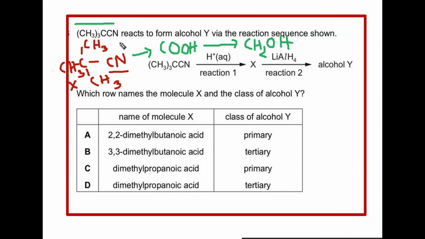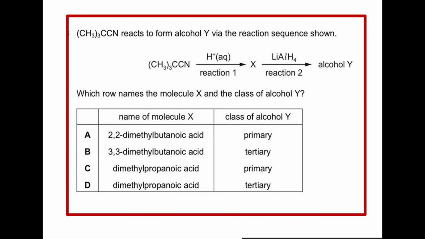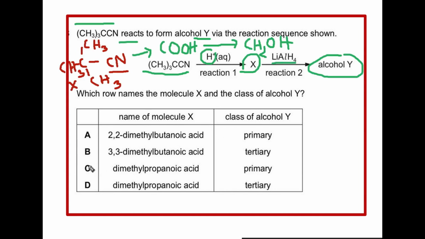Dimethyl propanenitrile reacts to form alcohol Y via the reaction scheme below. So the cyanide compound, nitrile compound, goes to acid hydrolysis and will convert to carboxylic acid X. Then if the carboxylic acid is reduced with lithium aluminum hydride, it will form a primary alcohol. So what will be the answer? The answer will be C. Molecule X will be dimethyl propanoic acid and Y will be a primary alcohol.